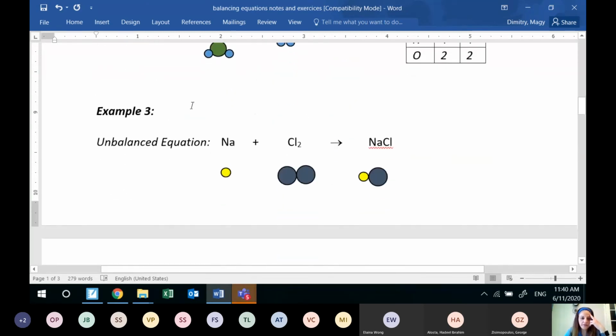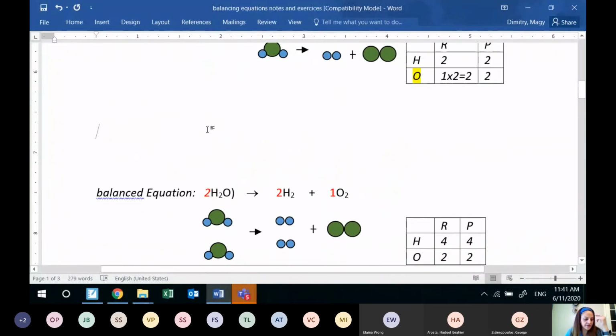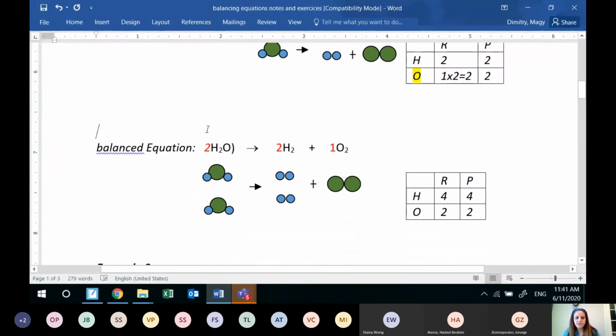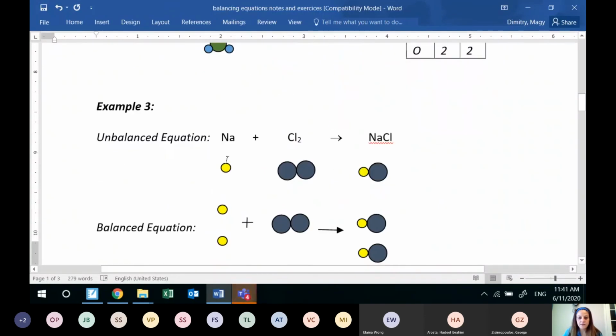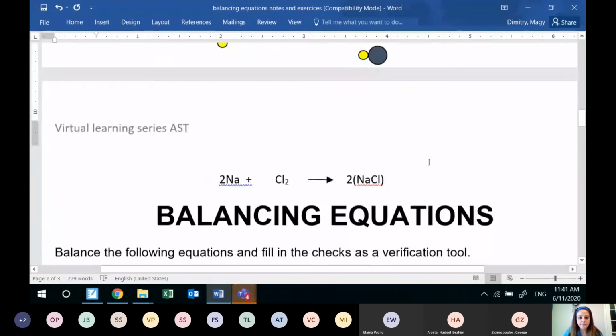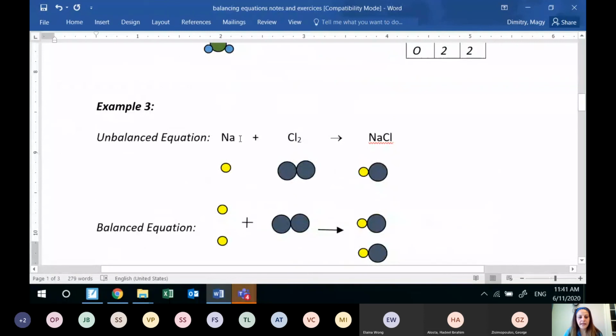Okay, next one. This is actually the example we did together earlier. We have a question? Okay, no problem. So here again, I have 1 sodium, 2 chlorines, 1 sodium, 1 chlorine.